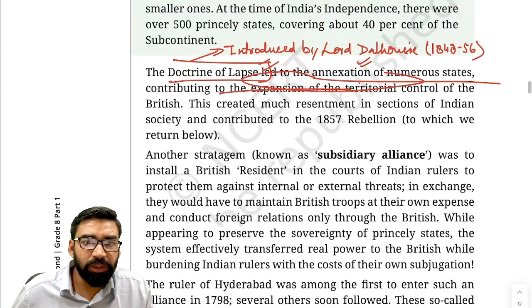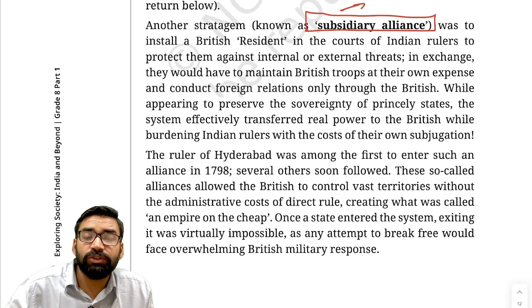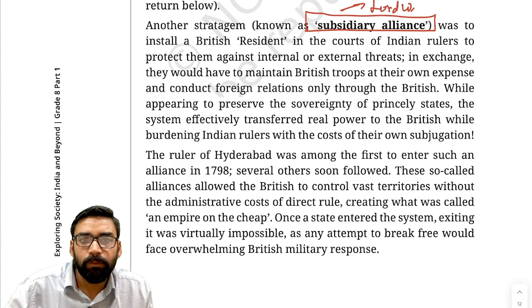Now, the third important policy was the subsidiary alliance. This was actually implemented in India by Lord Wellesley.